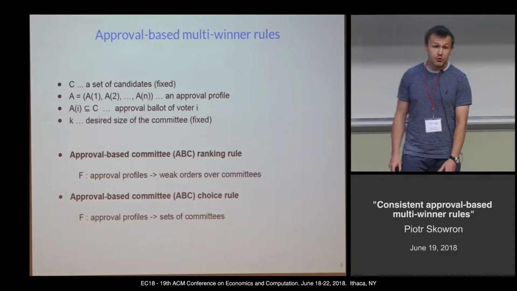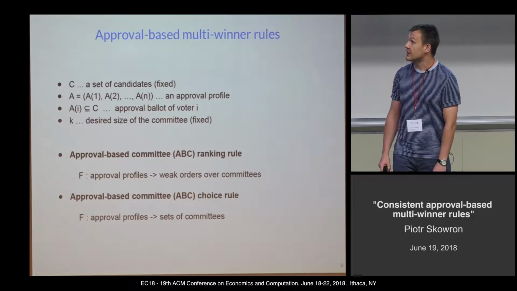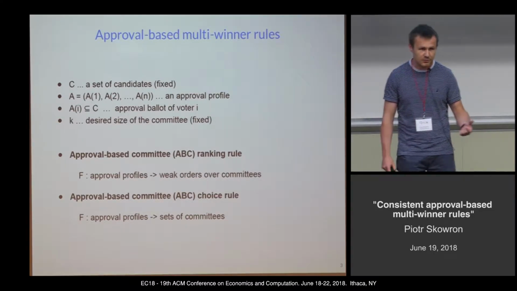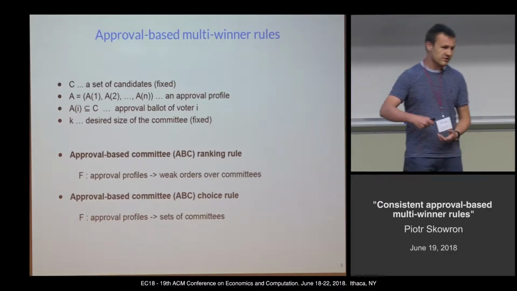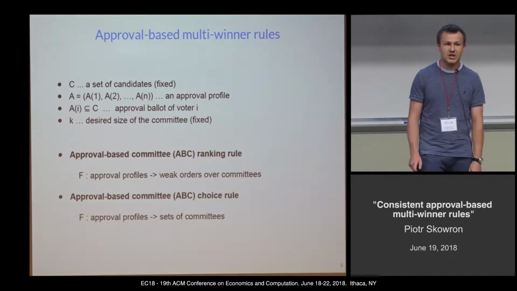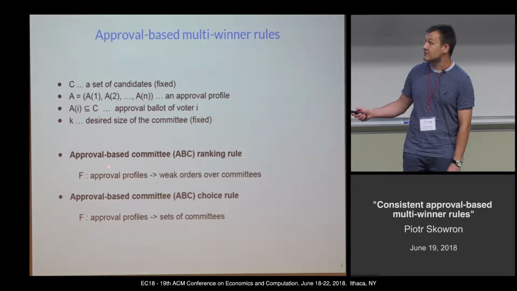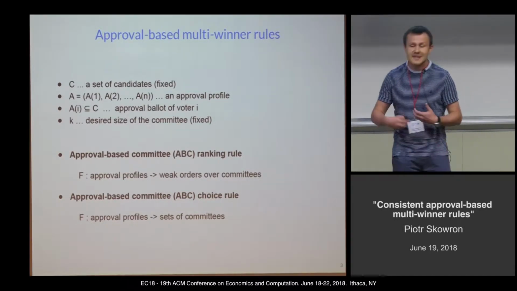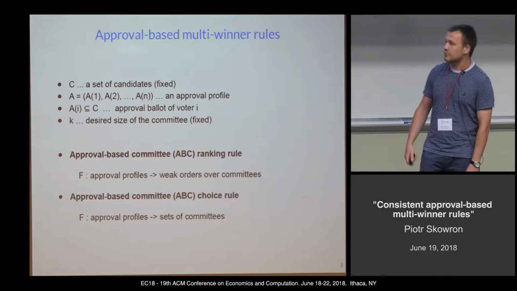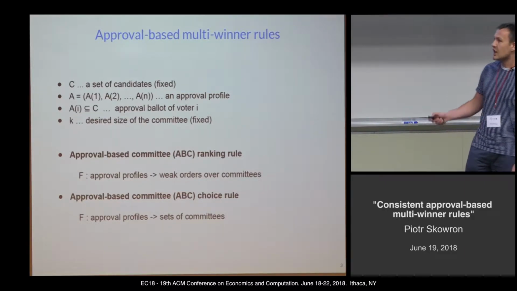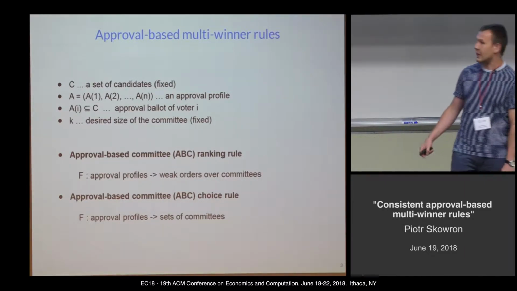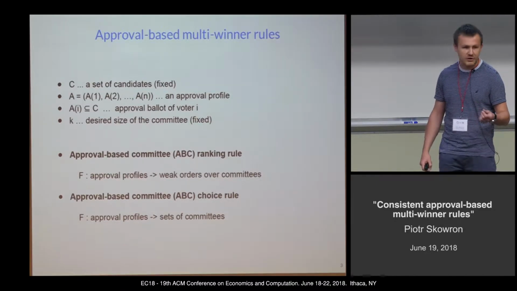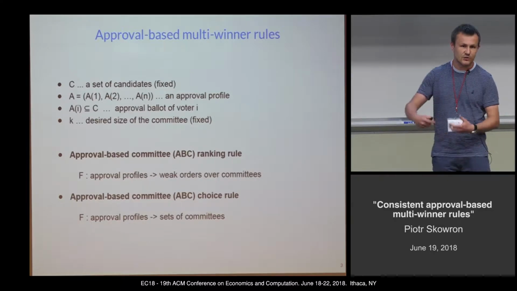An approval-based committee ranking rule, in short ABC ranking rule, is a function that maps approval profiles into weak orders over committees, and most of the results which I will be talking about will be formalized for approval-based committee ranking rules, though most of these results also hold when we move to ABC choice rules, that is the functions that map approval profiles into sets of winning committees.